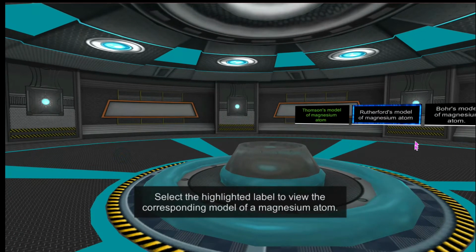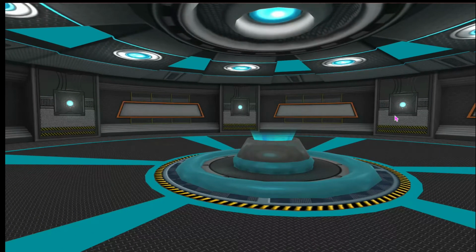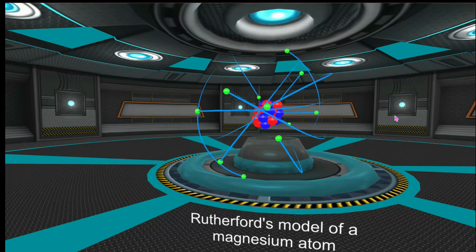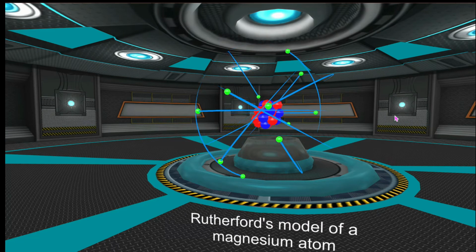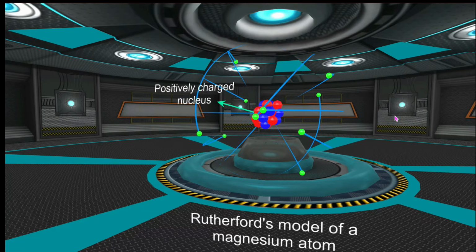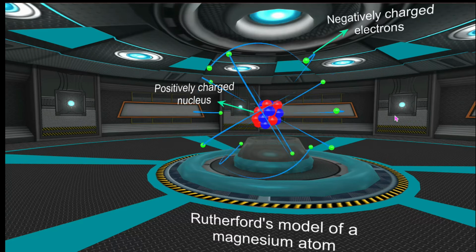Select the highlighted label to view the corresponding model of a magnesium atom. In 1911, on the basis of the alpha particle scattering experiment, Rutherford proposed a nuclear model of the atom. According to Rutherford's model, an atom consists of a small, dense, positively charged nucleus located at the center of the atom, while negatively charged electrons revolve in empty space around the nucleus.